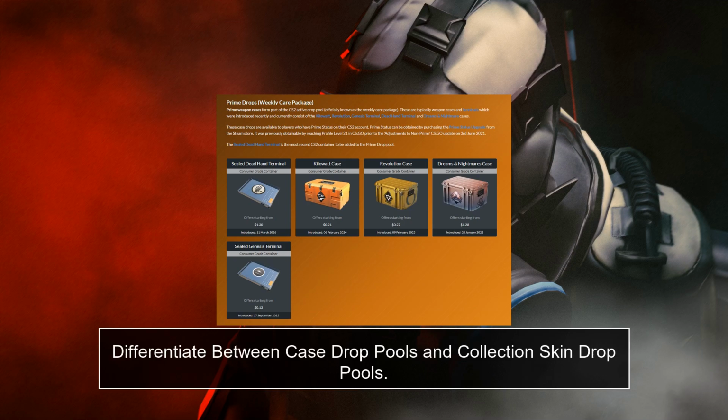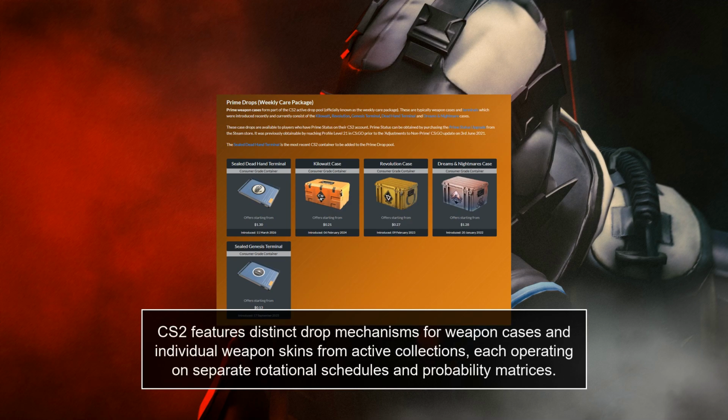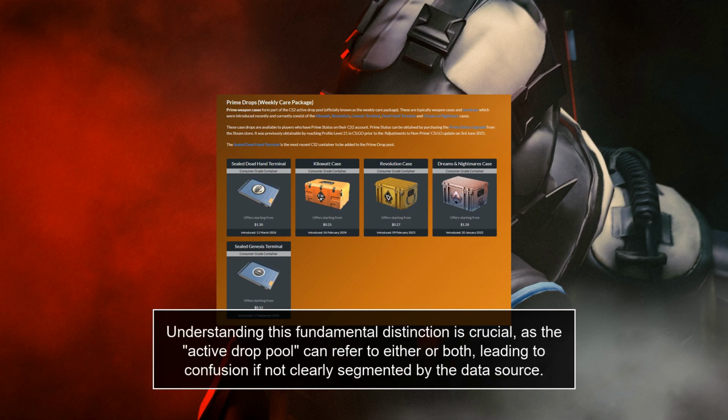Differentiate between case drop pools and collection skin drop pools. CS2 features distinct drop mechanisms for weapon cases and individual weapon skins from active collections, each operating on separate rotational schedules and probability matrices. Understanding this fundamental distinction is crucial, as the active drop pool can refer to either or both, leading to confusion if not clearly segmented by the data source.